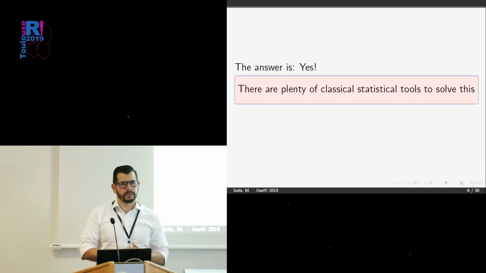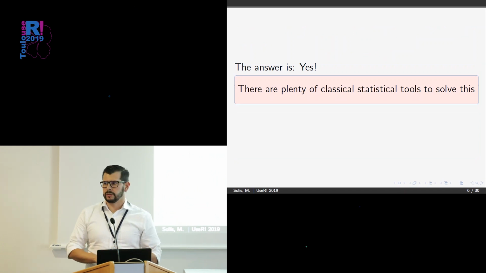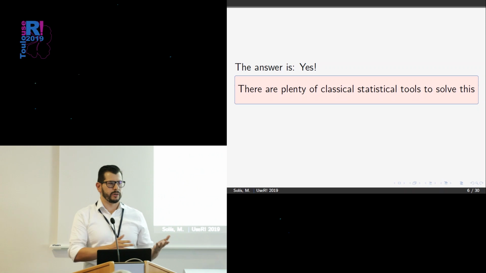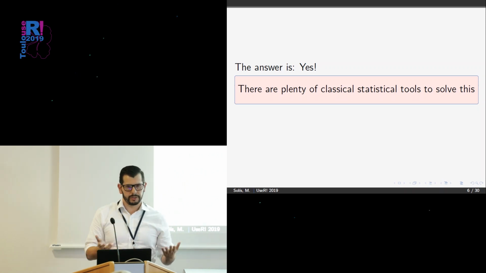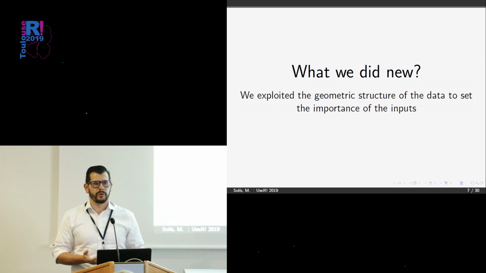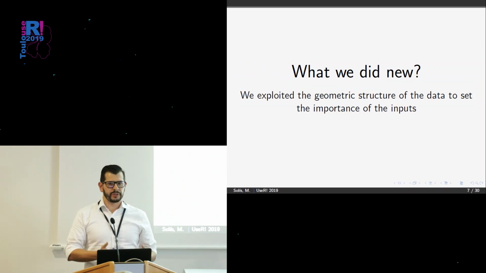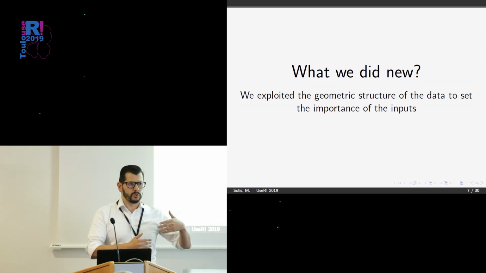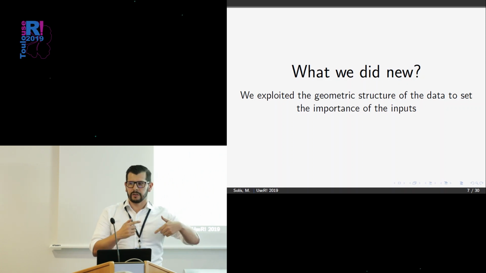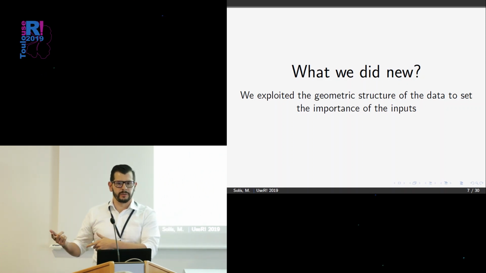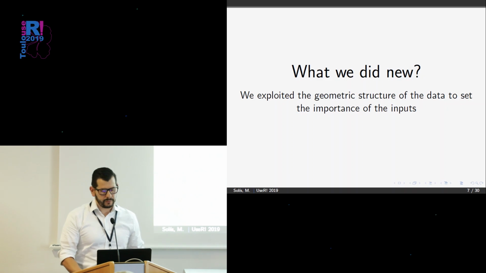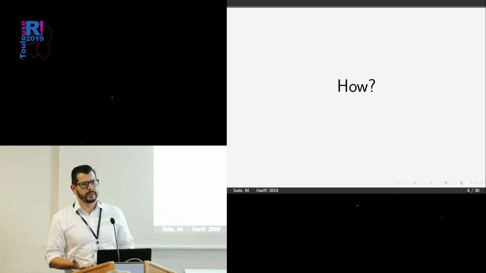We already know that there exist, for example, the Sobol indices or pick and freeze Monte Carlo methods, or there are plenty of them. So what we did new, what is the contribution in this work, is exploit the geometric structure of the data to create this rank of importance in the inputs. So the question is how.